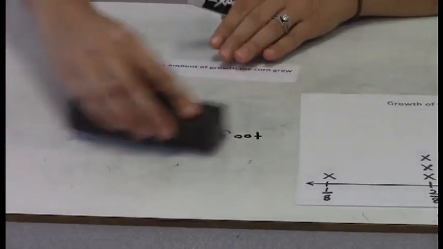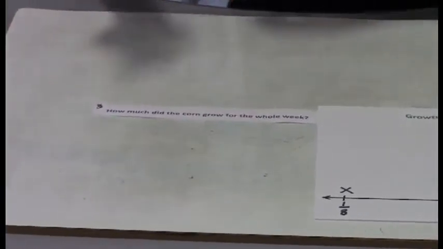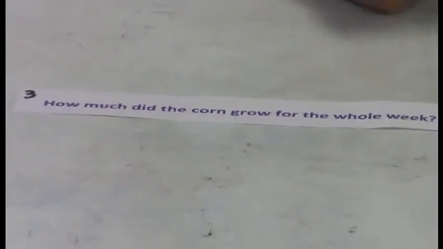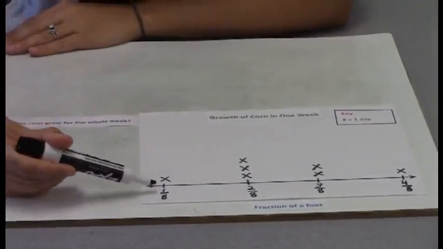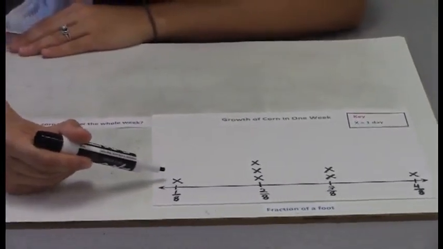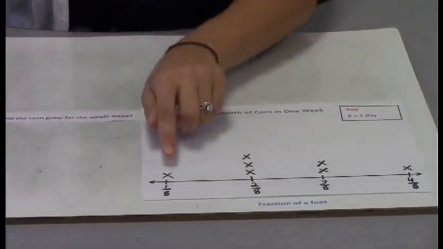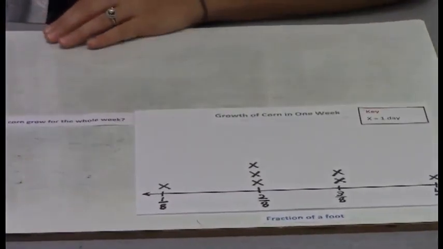Okay, one more question. This one is the trickiest. Okay, question number 3. How much did the corn grow for the whole week? To begin answering this question, I know that I'm looking for a total. I'm looking for the total over the course of the whole week. So what I'll do is start with 1/8, and I'll see how many days the corn grew 1/8 of a foot. And I can see with 1 X the corn grew 1/8 of a foot on 1 day.